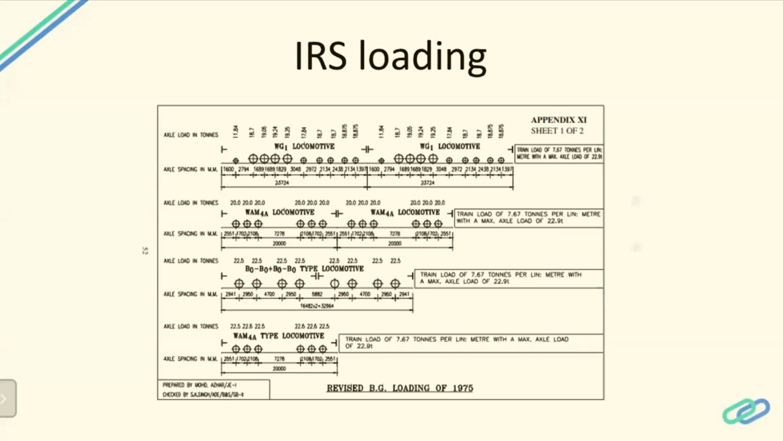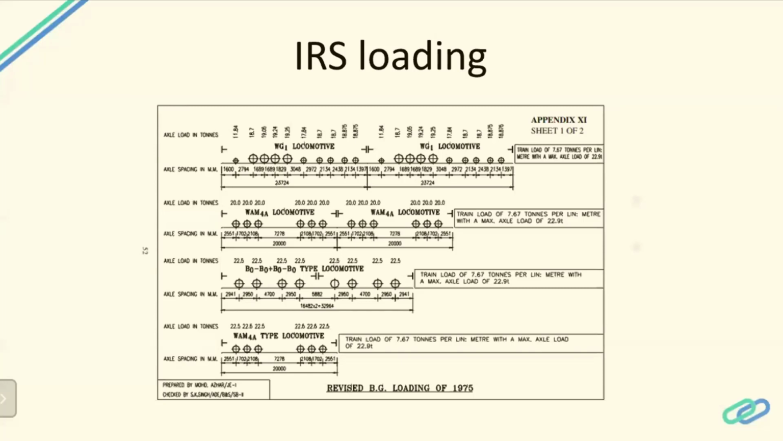So if you can see in this image, it is a broad gauge loading of 1975 designed vehicle. Okay, this is a simple broad gauge train which we are used to seeing till now at major railway stations, and it is under consideration. So how to consider the load, you can see that image. The axle load in tons has been given.